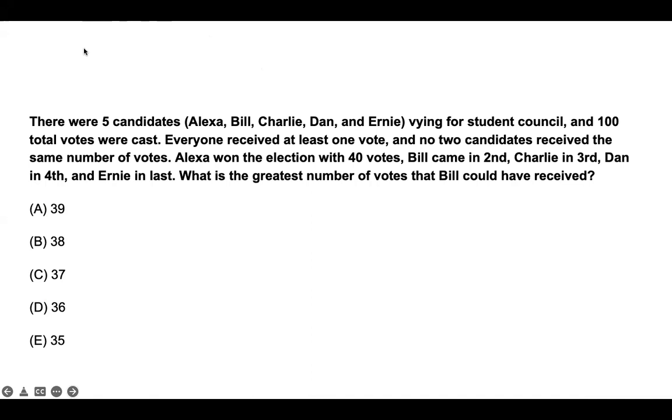This is a very interesting question. In this question, you're given that there are 5 candidates: Alexa, Bill, Charlie, Dan, and Ernie. Let's call this A, B, C, D, and E, vying for student council, and 100 total votes were cast. Everyone received at least 1 vote, and no 2 candidates received the same number of votes. This statement is very important. Based on this statement, we can say that all of these 5 are distinct, right? Because no 2 received the same number of votes.